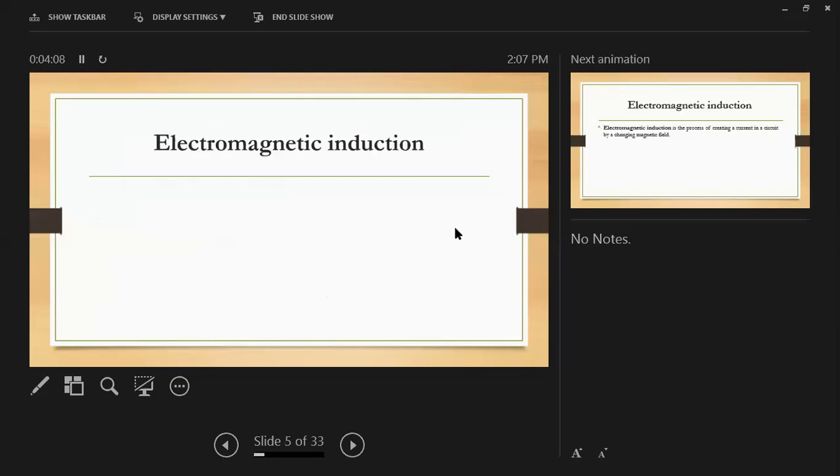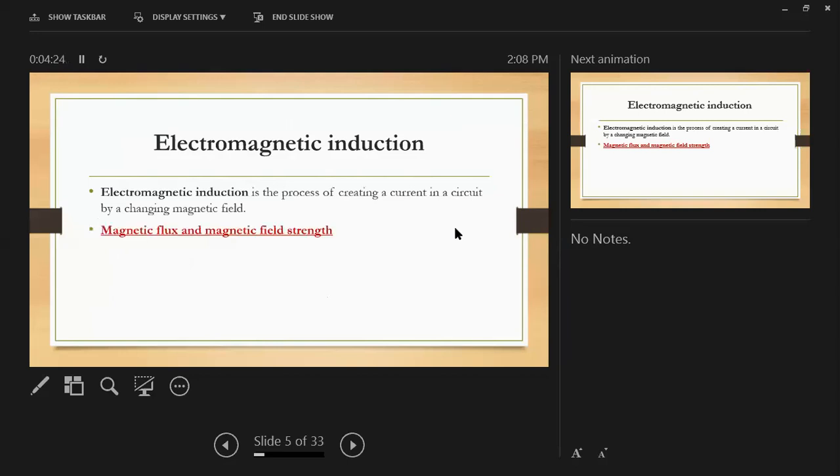So, electromagnetic induction, the third part. Remember, electromagnetic induction is the process of creating current by using a magnetic field. We use a magnetic field, we create current. This phenomenon is called electromagnetic induction.